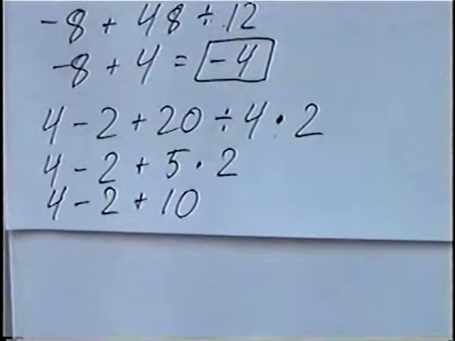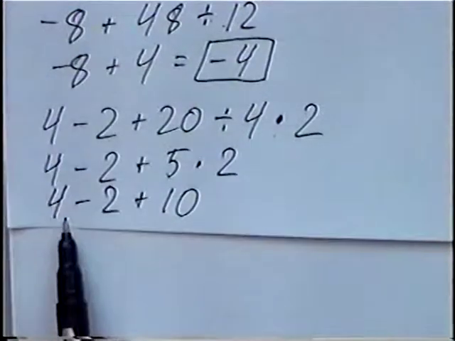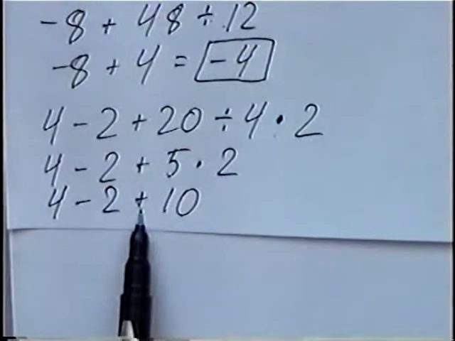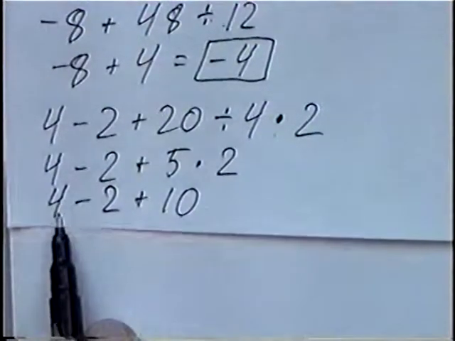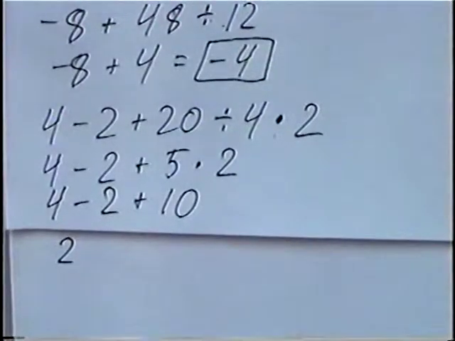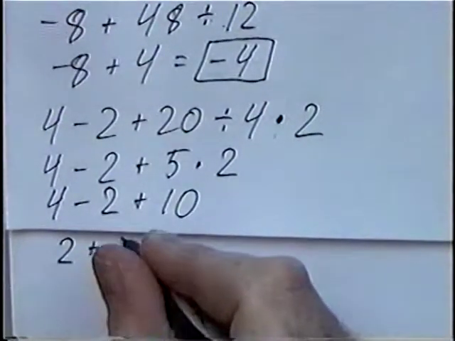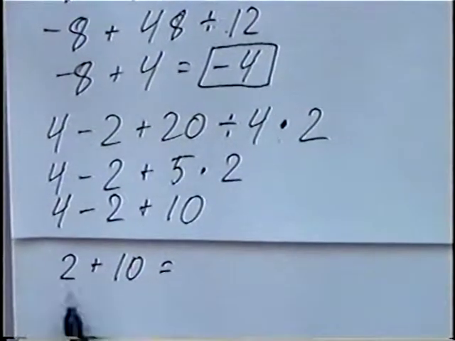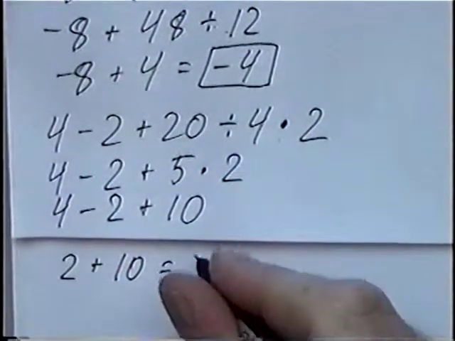After multiplication and division, we have addition and subtraction. And again, in order from left to right, subtraction comes first and addition comes second. So we'll subtract first 4 minus 2, which will be 2. Plus 10 comes down, and our final answer, 2 plus 10, would be 12.